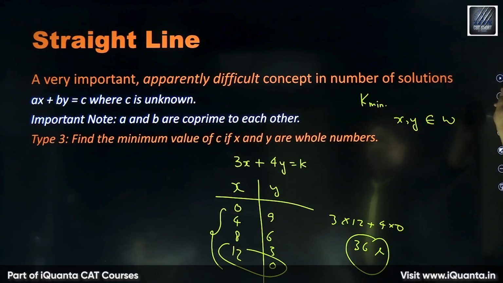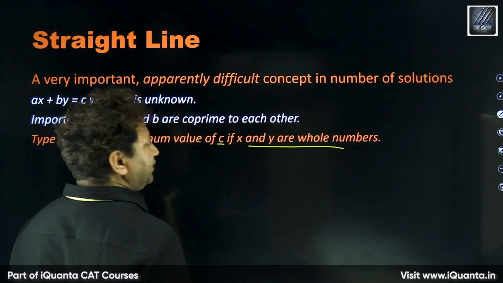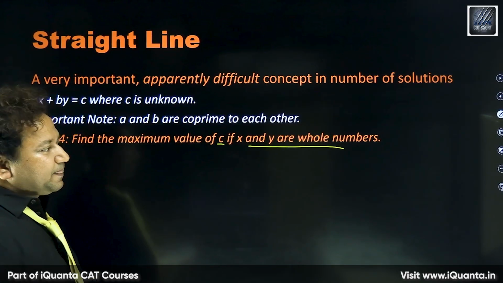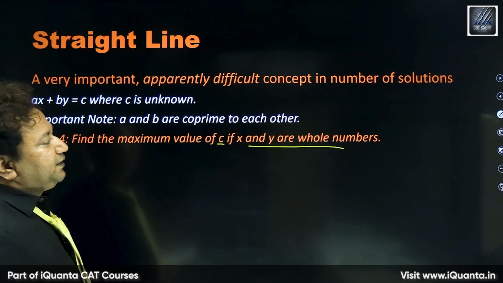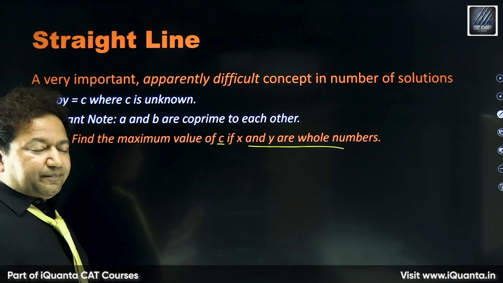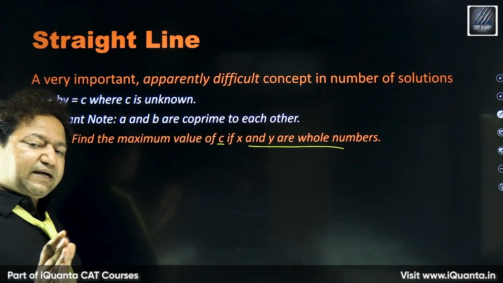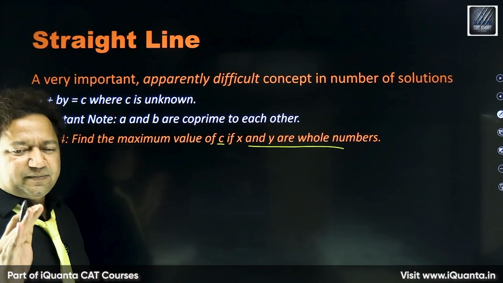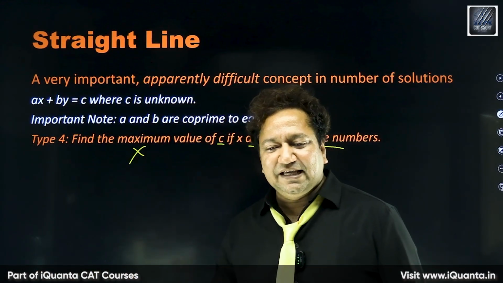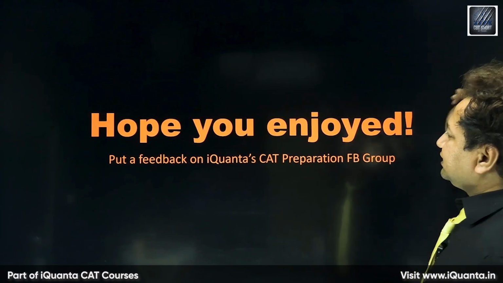So now there is the last problem, the maximum value of k if x and y are whole numbers. What can be done? I need 0, they're whole numbers. Here I can't really do anything. The solution for the maximum value of k when x and y are natural numbers is going to be the solution when x and y are whole numbers, because all natural numbers are whole numbers as well. So this type is irrelevant. It's same as finding for natural numbers. That's all. Hope you enjoyed.